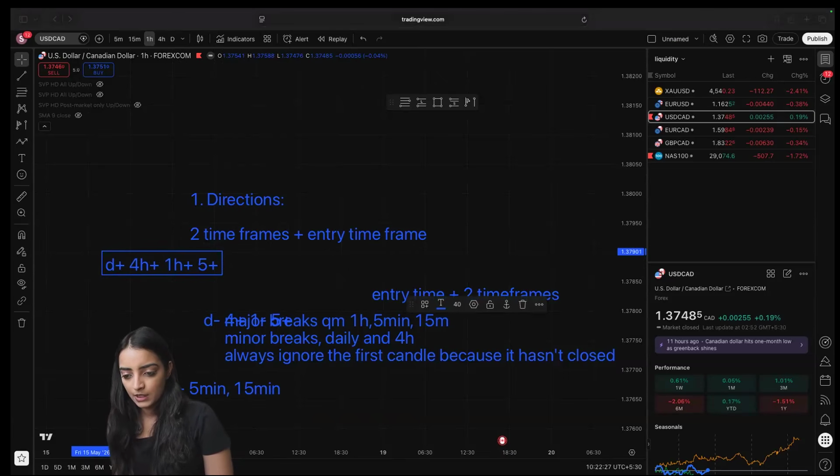Someone has written something in the text. Let me see. Major breaks, 1 hour, 15-minute, 5-minute, minor breaks, daily 4 hour.